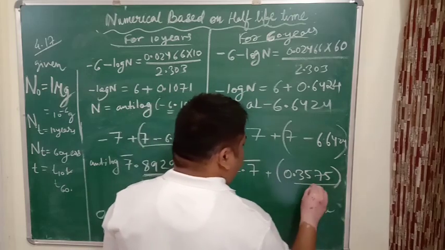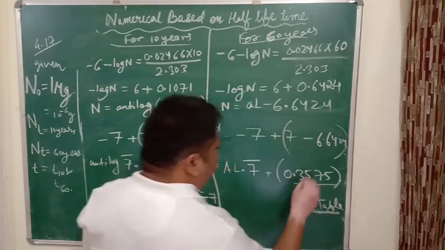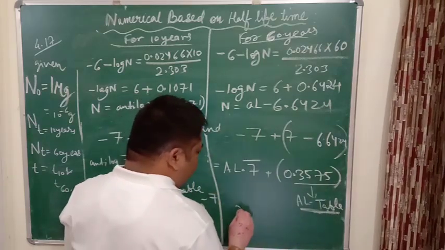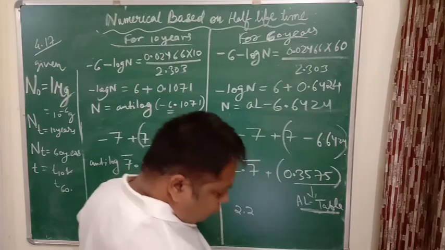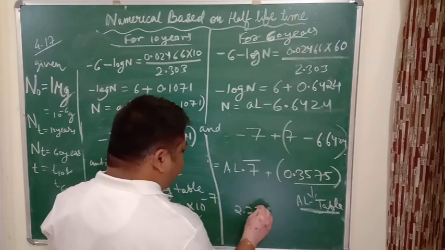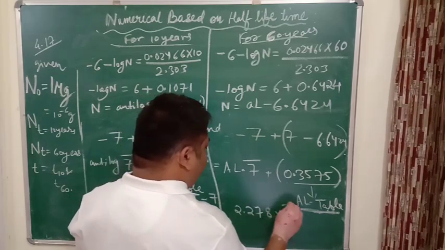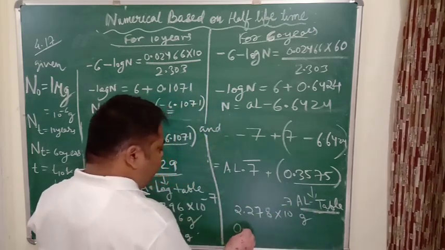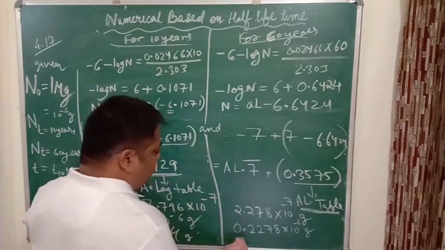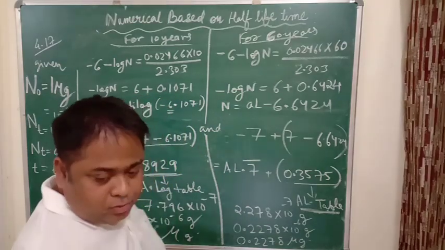So we will see the NT-log value from the NT-log table. If you see the NT-log table for this value, it is coming out to be 2.278 into 10 to the power minus 7 gram, or 0.2278 into 10 to the power minus 6 gram, or 0.2278 microgram. Now, from where will you get this value?